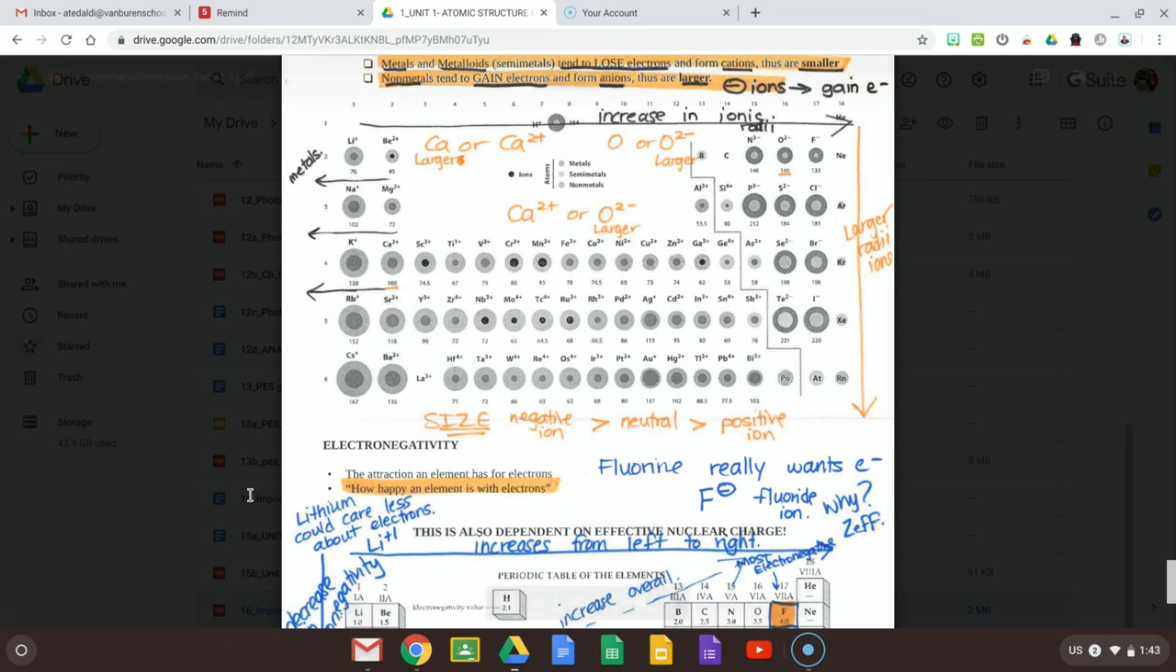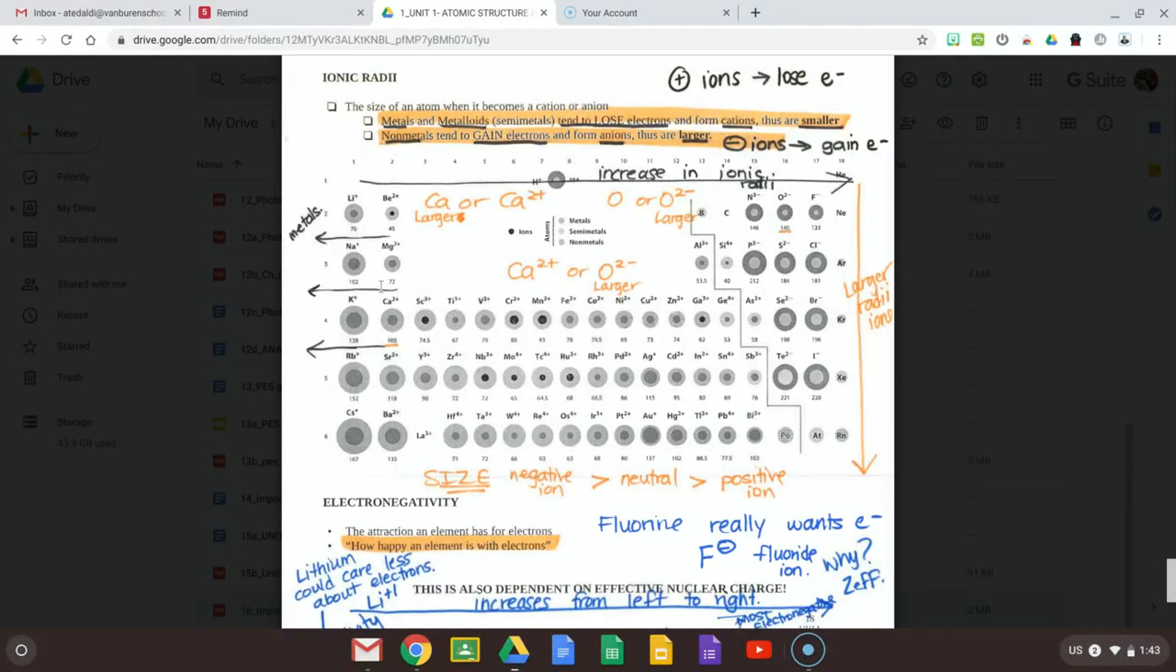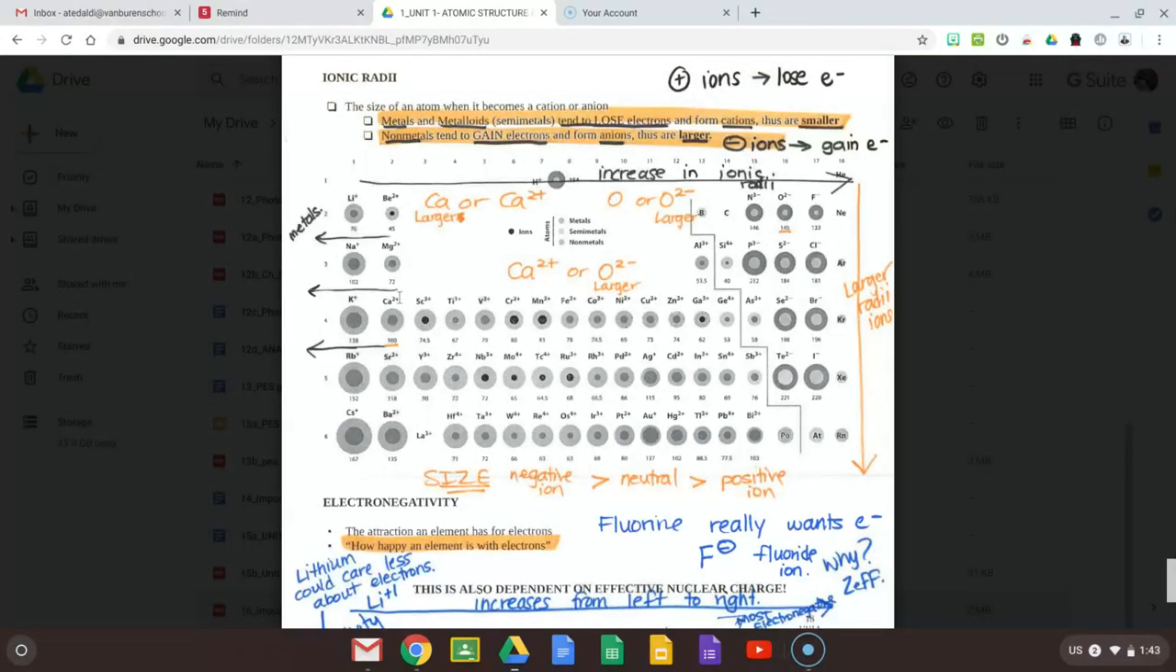Okay? Now, there is a weird thing that happened, and we were talking about Coulomb's law, and we talked about this very briefly in Unit 2. But look at what happens to the metals. Look at sodium and magnesium. Sodium ends up being larger than magnesium. And this only really happens with the metals, especially these group 1 and group 2 metals.